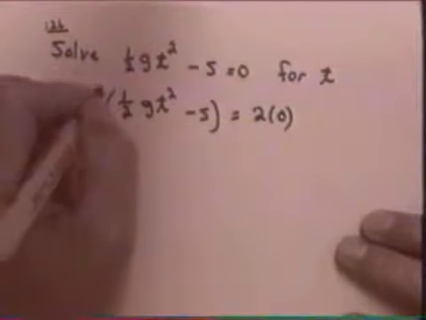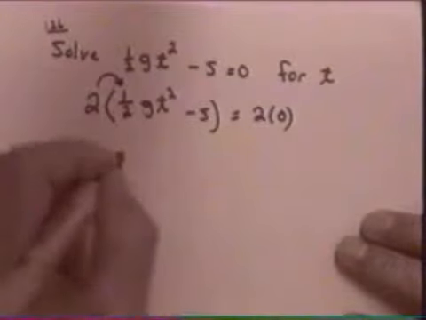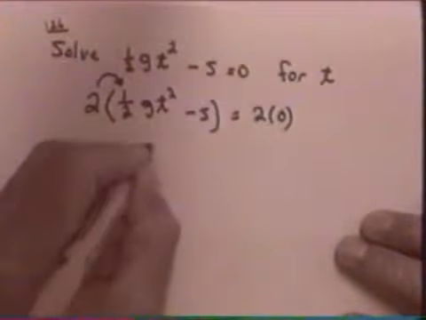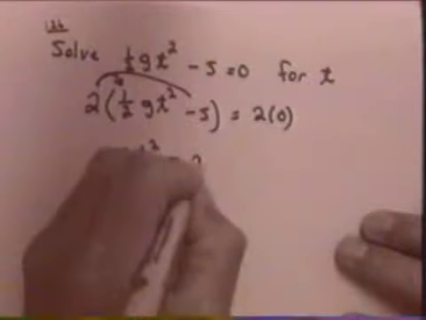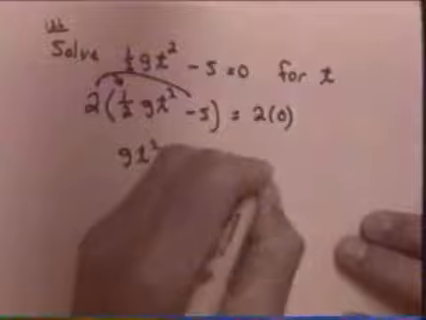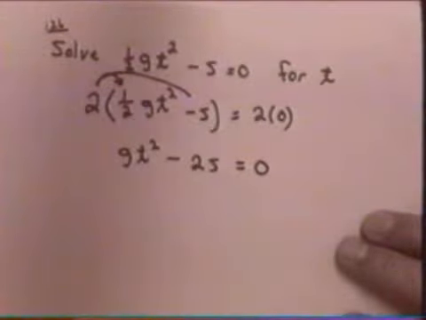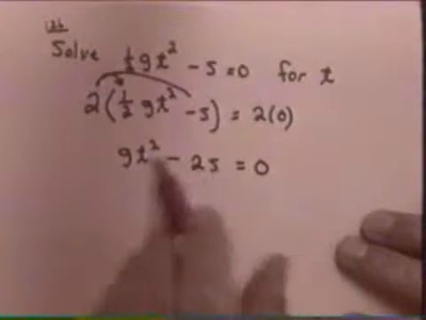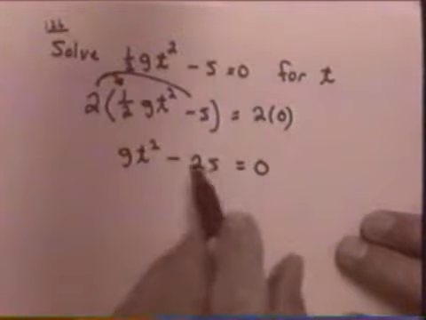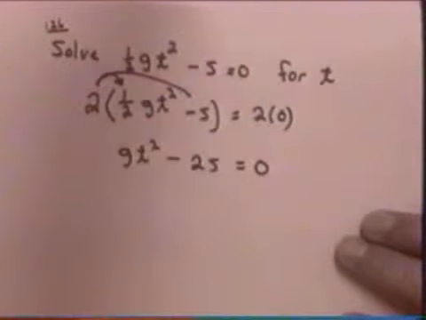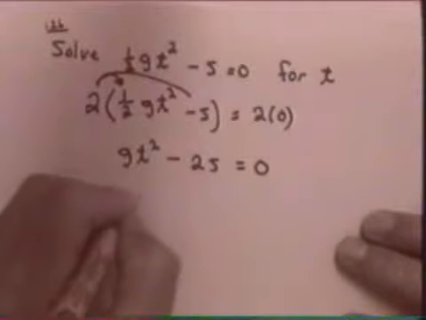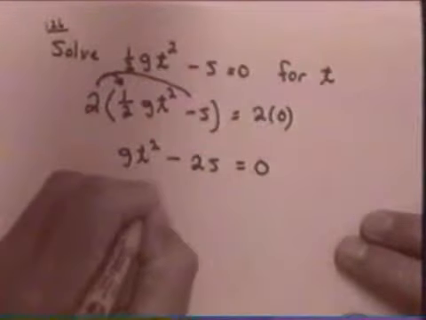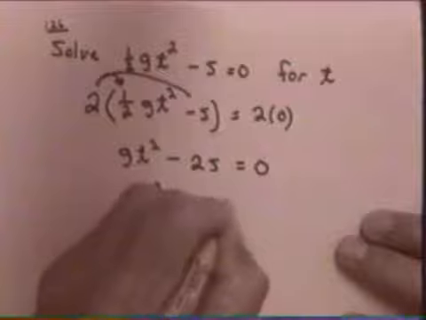Now I distribute. 2 times 1/2 is 1. So that leaves me with g t squared minus 2s is equal to 0. Now notice there is no linear term. I have the t squared, then I have something that doesn't have a t. There is no t to the first, so I can solve this by the principal root method. So I'm going to add 2s to both sides to start with to get g t squared is equal to 2s.